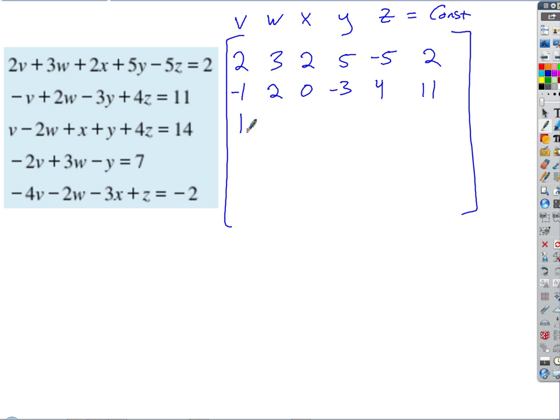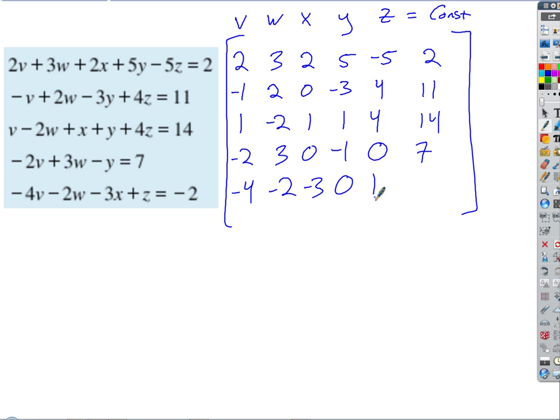Next row, 1V minus 2W plus 1X plus 1Y plus 4Z equals 14. Next one, we get negative 2V plus 3W. There's no X term, so we get a 0 coefficient of X. Minus 1 is the coefficient of Y. There's no Z, so 0 is the coefficient of Z. It equals 7. And then finally, the last one, negative 4, negative 2, negative 3. There's no Y term, so the coefficient of Y is 0. The coefficient of Z is 1. It equals negative 2. So there's my matrix.